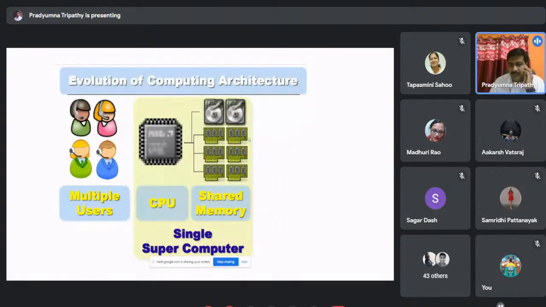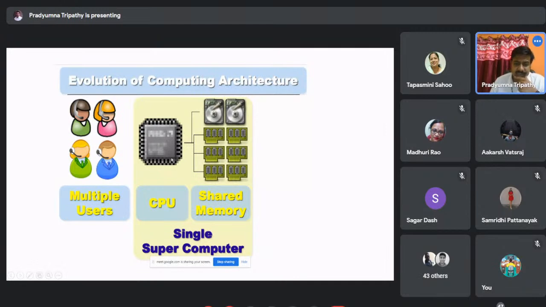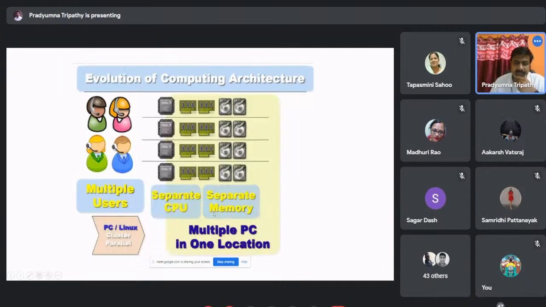So if you go for a single supercomputer system, you will have one CPU, and you may have a number of memory modules which are shared by the CPU. Not only memory modules, maybe some disk. Now this is being shared by a multiple number of users. The entire memory is what we say a shared memory. So we can say it's a tightly coupled system. In one, the entire memory is being shared by a processor. So it's a single supercomputer architecture.